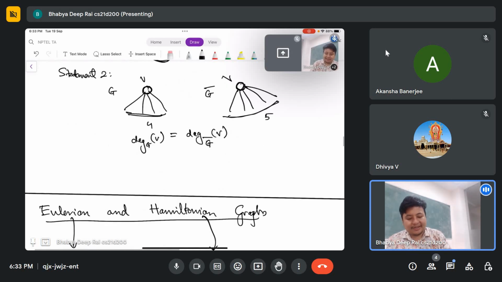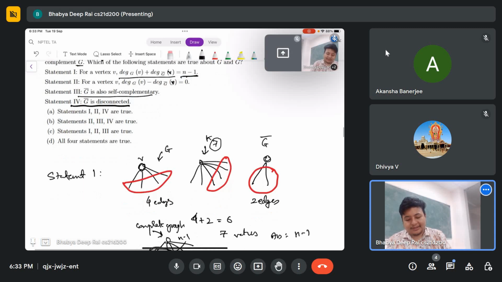Since it is self-complementary, it should necessarily be equal. So degree of V in G minus degree of V in G bar is equal to 0. So statement 2 also holds. Let's look at statement 3. G bar is also self-complementary.